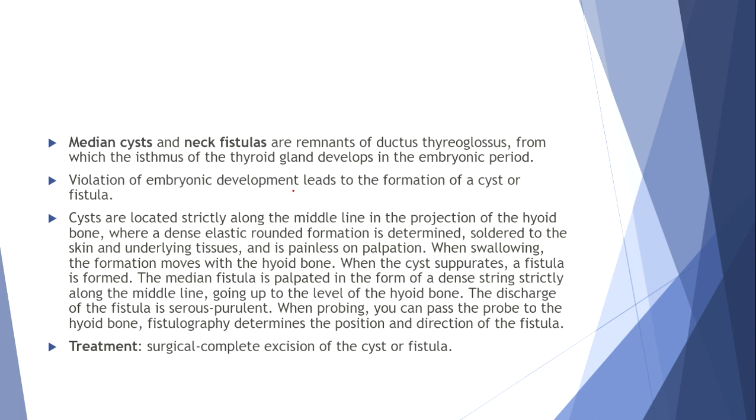The median fistula is palpated in the form of a dense string strictly along the middle line, going up to the level of the hyoid bone. The discharge of the fistula is serous purulent. When probing, you can pass the probe to the hyoid bone. Fistulography determines the position and direction of the fistula. Treatment: surgical complete excision of the cyst and fistula.